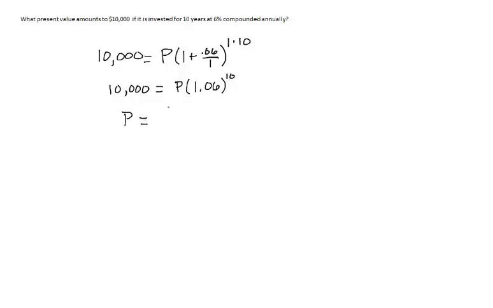and then P is equal to 10,000 divided by 1.06 raised to the 10th. So our principal amount was equal to $5,583.47. So we have to invest $5,583.47 at 6% compounded annually for 10 years in order to have $10,000 in our account.